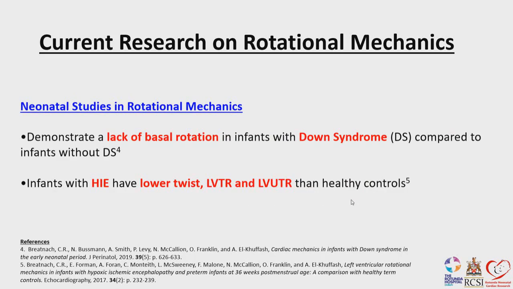In the neonatal realm, in a few studies that we've done so far, we've demonstrated a lack of basal rotation in babies with Down syndrome compared to infants without Down syndrome, and babies with HIE have been shown to have lower left ventricular twist and untwist rates when compared with healthy controls.